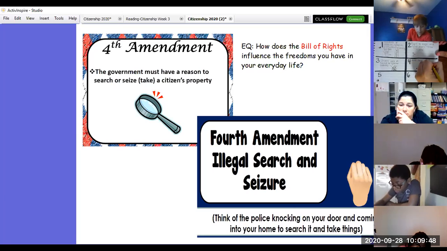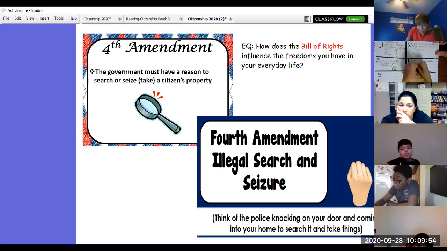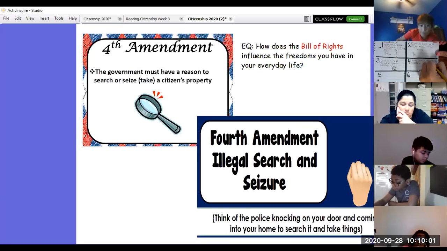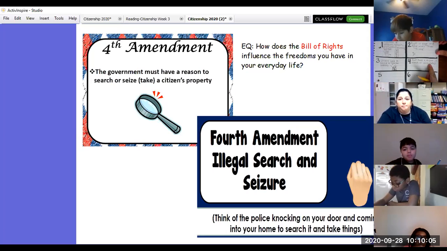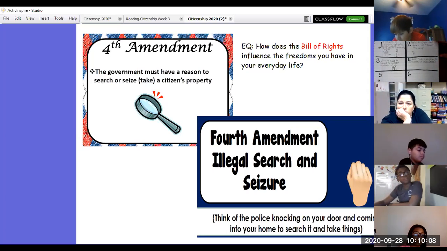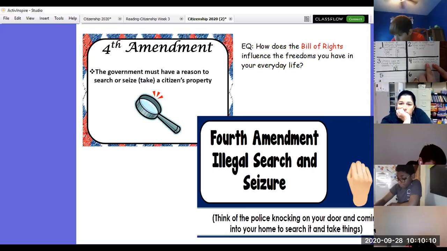They must have a reason to search or seize, and we're going to put "take." Okay, because when we get to milestones or a test, they may say which amendment gives the government that they have to have a warrant to take your property or seize. That means the same thing, okay?